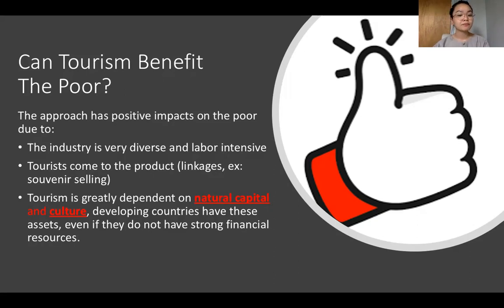Tourism is really dependent on natural capital and culture. This point is very important to developing countries because these countries have the access, even though they don't have strong financial resources, they still will be able to apply the approach.